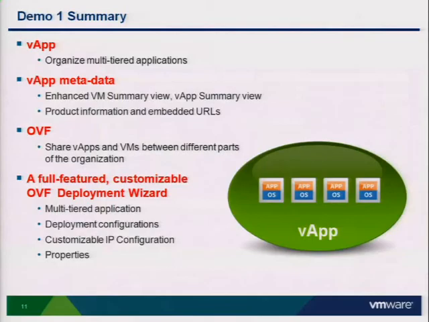So let me switch back here. What we saw in this demo was some of the features that really make the VI client more than just showing you what VMs you have, but it can actually show you what software solutions you have installed. You can add product information to VMs. You can add links to the applications so you can easily find them and don't have to remember all these URLs. You can organize your multi-tiered applications into vApps, so Virtual Center knows how to power them on, power them off, and what product information they're running.